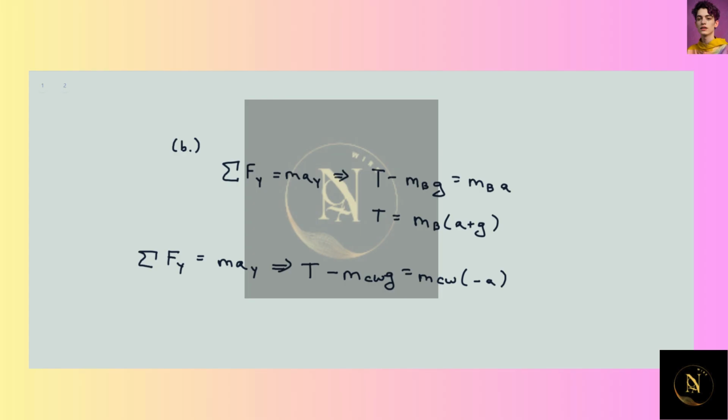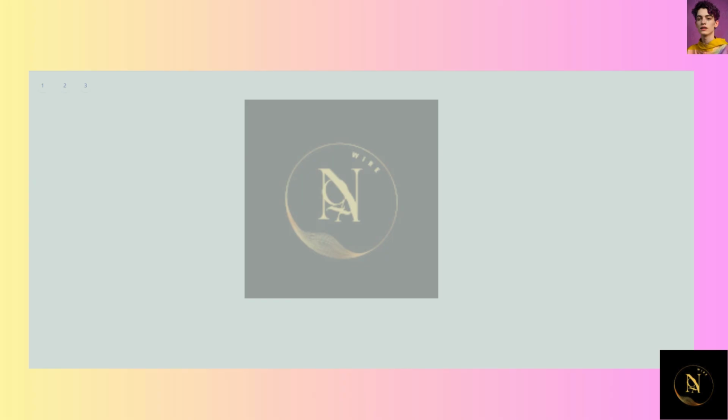Plugging in the tension we found here into here, we get mass of the bricks times A plus G minus mass of the counterweight times G is equal to negative mass of the counterweight times A. Now, solving this for the acceleration, I get mass of the counterweight times G minus mass of the bricks times G, over mass of the bricks plus mass of the counterweight. And then when I plug in all of these values, which are given in the problem, I get an acceleration of 2.96 meters per second squared. Now that's the answer to part B.